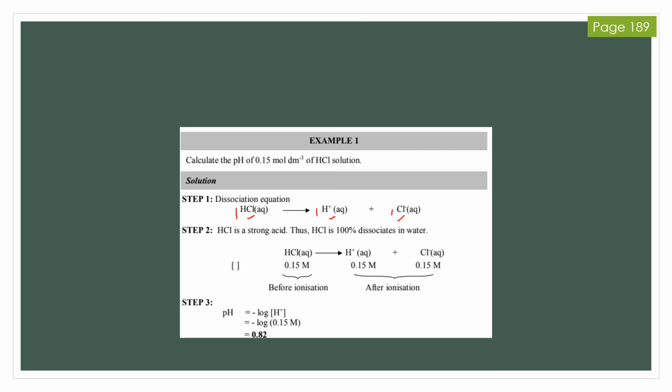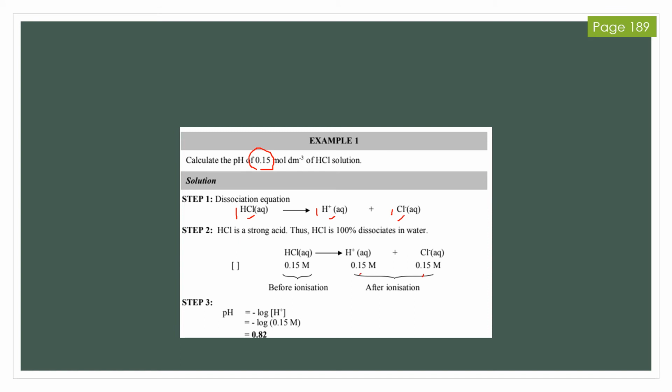And disebabkan HCl adalah strong acid, so dia akan 100% dissociate. So, initially dia ada 0.1 molar kat sini. So, you substitute the value 0.1 molar. So, after dissociation ataupun after ionization, benda yang sama. Awak akan dapat the concentration for the product will be the same as the reactant. 0.1 molar, 0.1 molar juga.